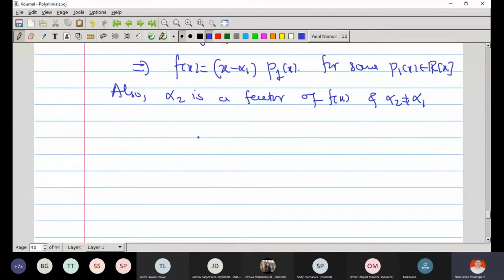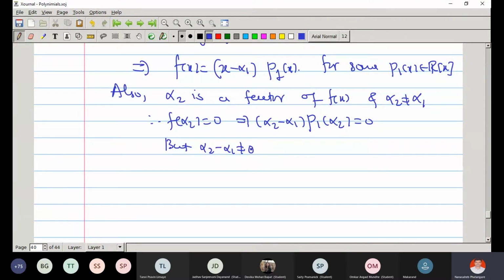Right? Because f(x) is (x minus alpha 1) times p1(x). And alpha 2 is a factor means f of alpha 2 is a root, means f of alpha 2 is 0. If we replace x by alpha 2, then the left hand side is 0, therefore the right hand side is 0. But alpha 2 minus alpha 1 is not 0. Why? Alpha 1 is not equal to alpha 2. Very good. And therefore p1 of alpha 2 must be 0.